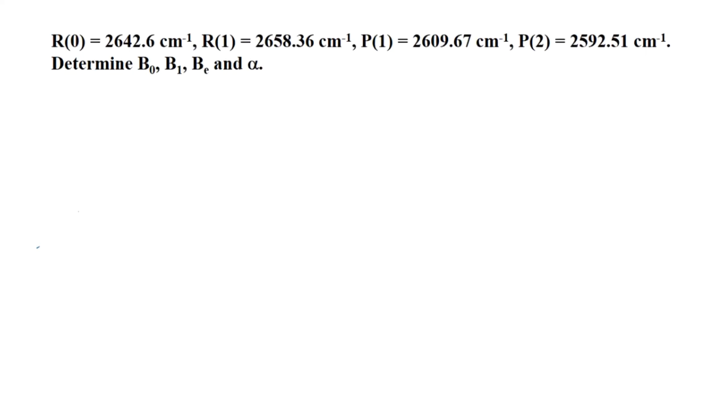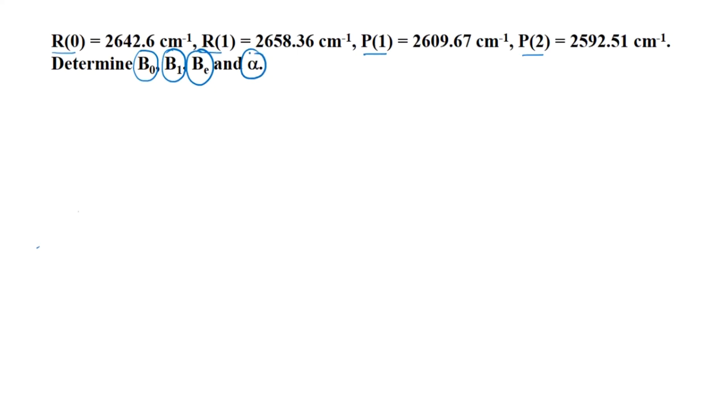So, we have a problem here. The frequencies for R0, R1, P1 and P2 are given. And in this problem, we have been asked to determine B0, the rotational constant associated with the V equals 0 level, B1, BE and alpha.